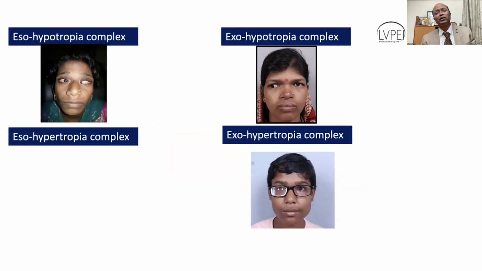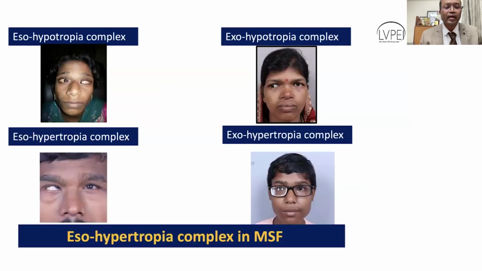Let's move on to the third variety that the MSF can present as, a very rare type, that is the iso-hypertropia complex. This is against what we have learned, that in heavy eye syndrome, that means the eye is too large, it has weight, and with gravity it is always hypertropia. But believe me, it's not always hypertropia. It can be presenting as hypertropia.